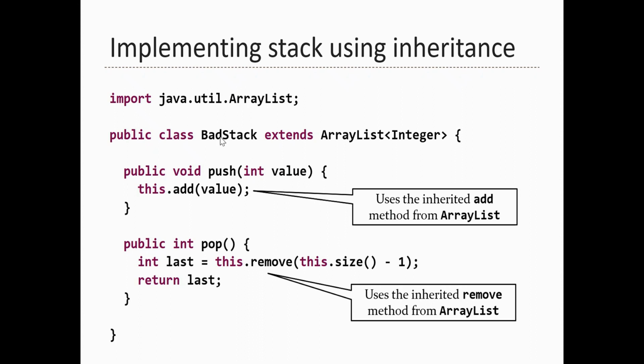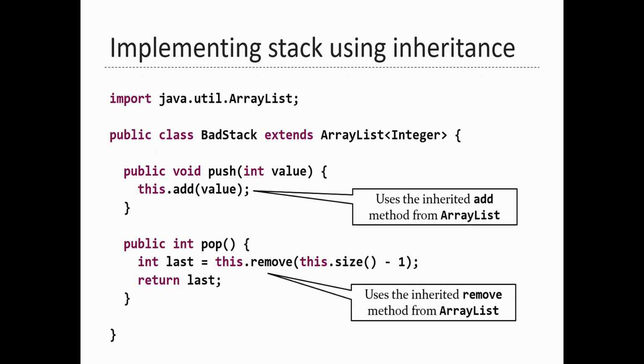But BadStack is a list. That's what extends means. It really is a list. So that means BadStack has an add method, because list has an add method. What does add do? It adds the element to the end of the list. So to implement push, I just write add value, and that's it. You're done.